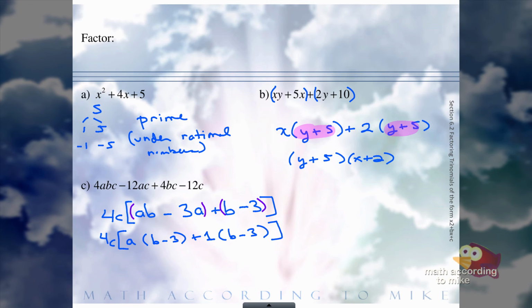Now that we have a common factor between the 2 terms, we can pull out that common factor. So again, keep the 4C. Here comes the B minus 3. And if we pull out the B minus 3, we're left with A plus 1. So that one's tricky. Good tricky, though. So again, always remember to pull out the GCF.